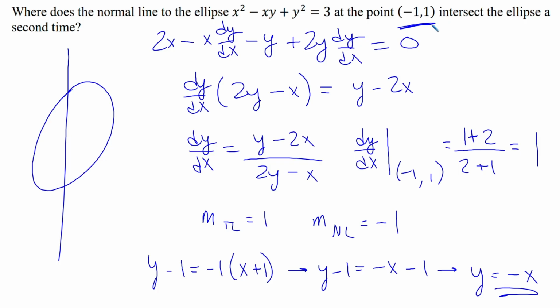So all we really need to do is plug in y equals negative x into our ellipse equation. We're just using this as a system of equations. We're trying to solve when this ellipse and this line overlap. So we're just going to plug in negative x for all the y's in that original ellipse equation. We start off with x squared, and then we had minus xy, so that'll be minus x times our new y, which is negative x. Then we had plus y squared, that'll be plus our negative x squared, and it was equal to 3.